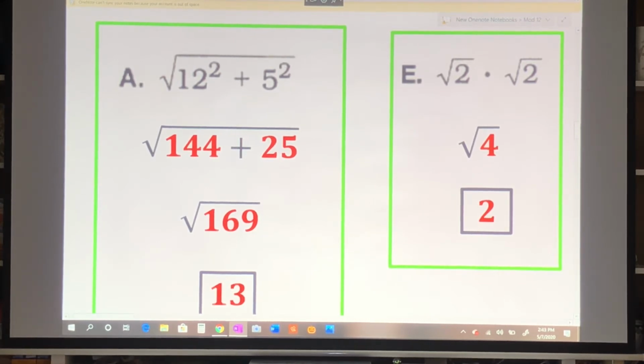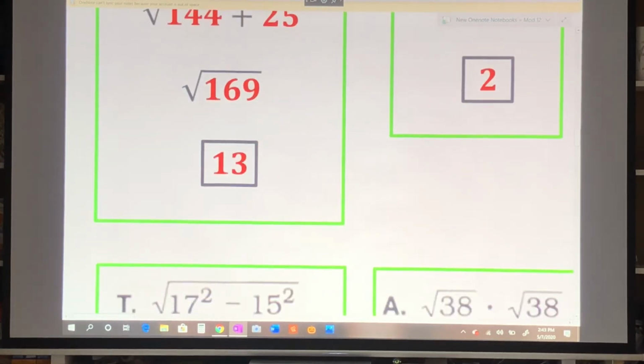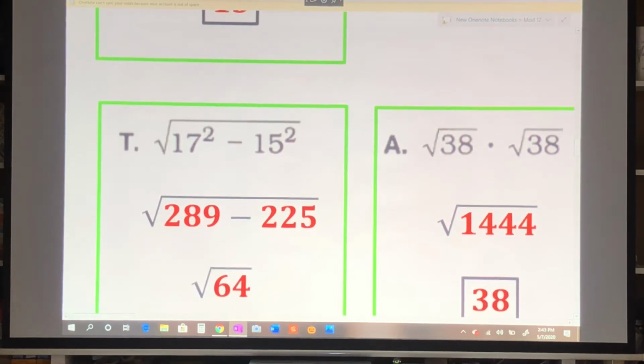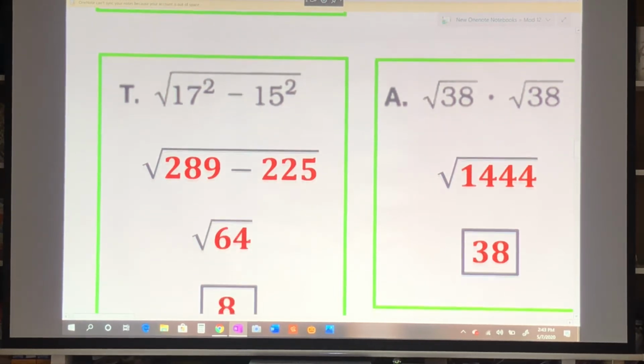For this one, the easiest way to explain this is if you take a number and you square it, you take the square root of it, you're going to get the same number you started with. I don't know if that's a good way to say it, but it works for me. Okay, for this one, I'm going to square 17, and I'm going to square 15, and then subtract them. 289 minus 225 is 64. The square root of 64 is 8.